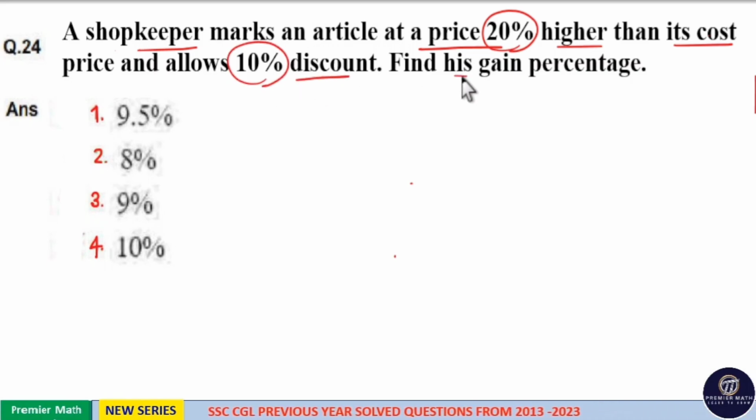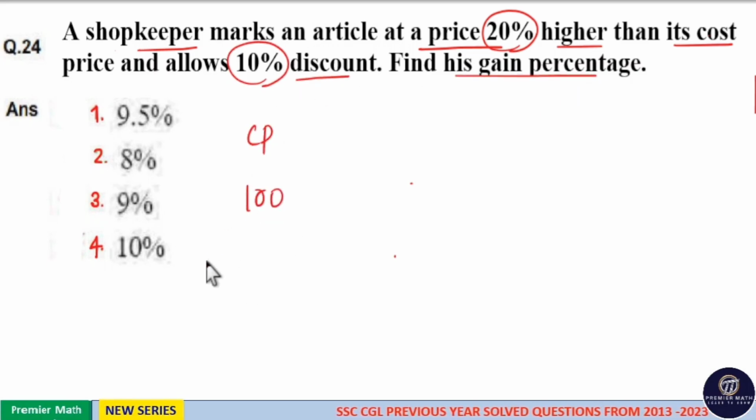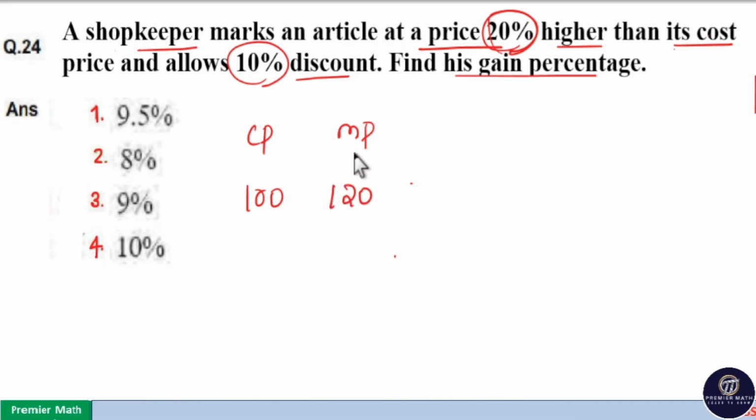A shopkeeper marks an article at a price 20% higher than its cost price and allows 10% discount. Find its gain percentage. Here consider cost price as 100 rupees. Then marked price is 20% higher than its cost price. 20% of 100 is equal to 20 rupees. So shopkeeper marked this article at 120 rupees. That is 20% higher than 100 is equal to 100 plus 20, 120.